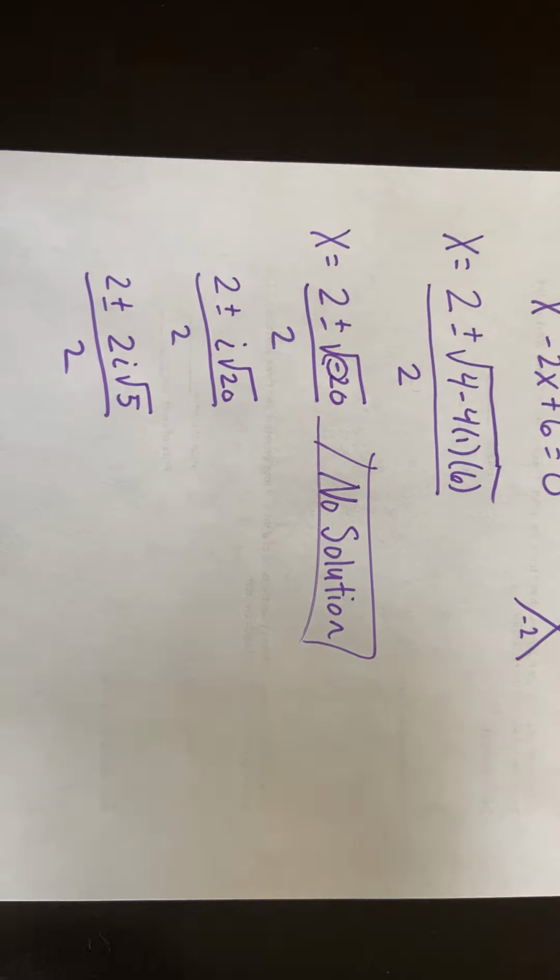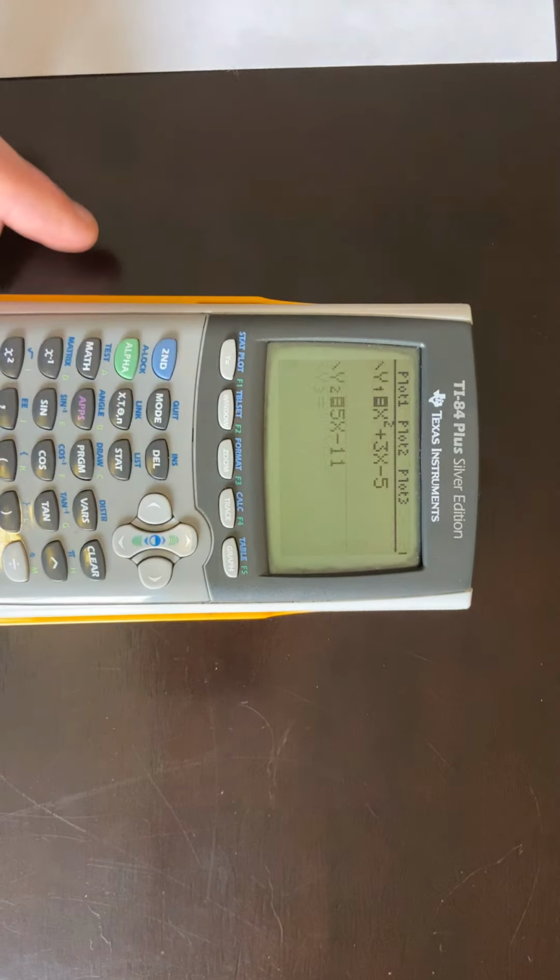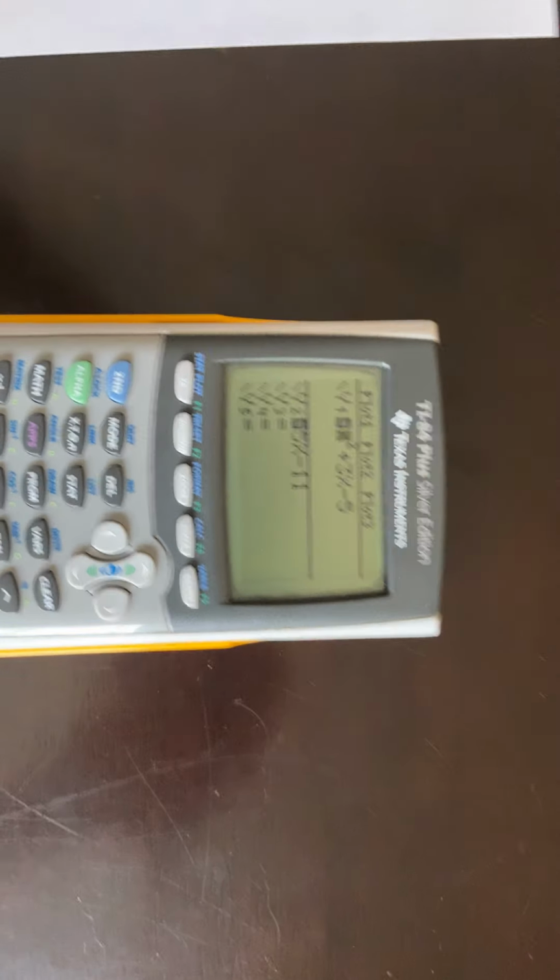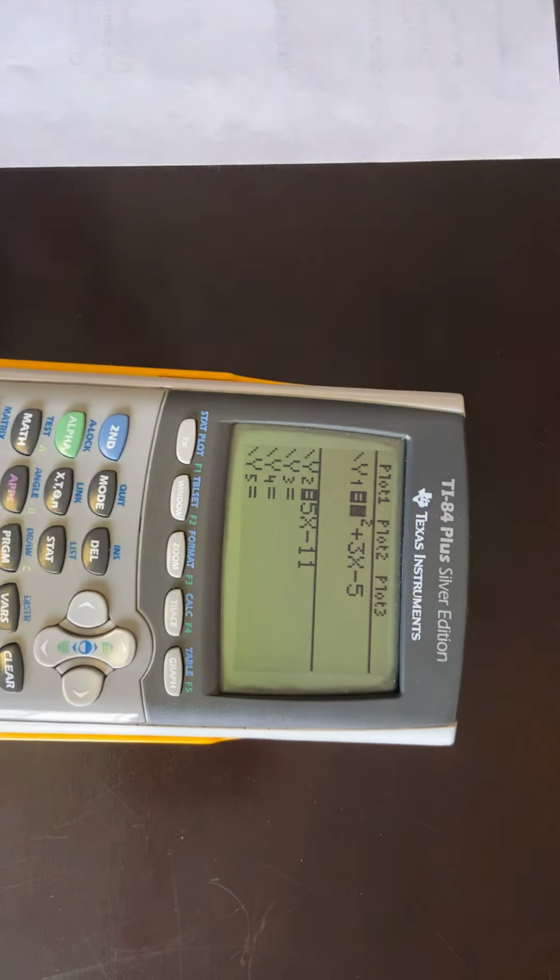So maybe what does that look like graphically? So as I look at our calculator here, I went ahead and put our quadratic and our line. Zoom in a little bit there. Okay, we have a quadratic and a line there.